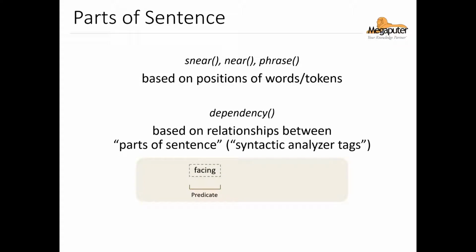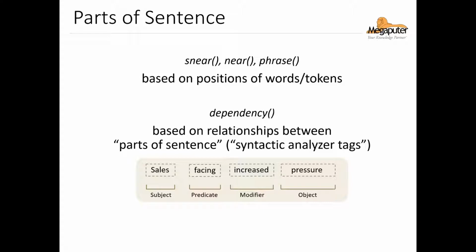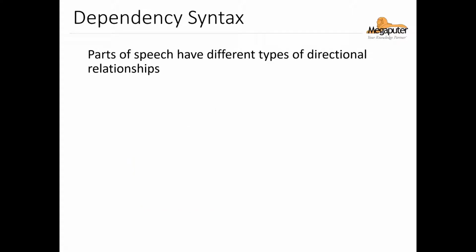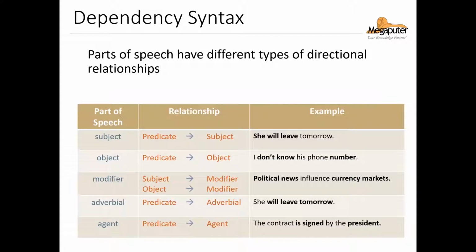So we have some parts that are called predicates, like facing. We have some parts called subjects, like sales. And then we have other things like pressure, which are objects. And then finally we have modifiers. Sales facing increased pressure is a subject predicate modifier object. And then we have relationships between these tags. Different parts of speech have different types of directional relationships. So we can kind of view this as a table like this.